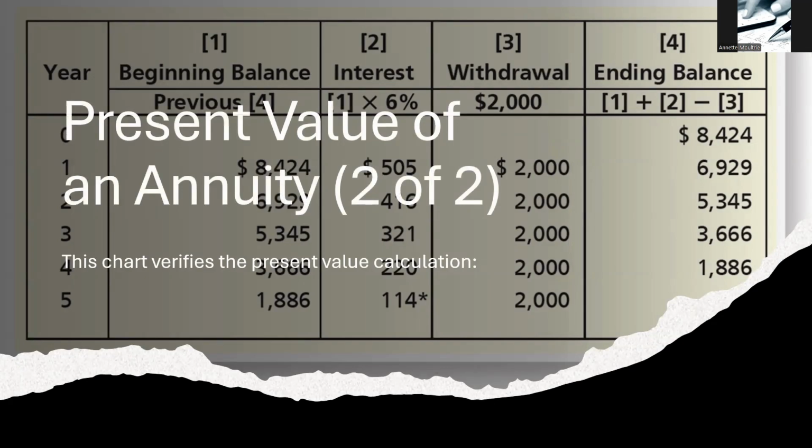Okay, so let's verify the calculation. Here you see the chart that shows the initial investment of $8,424 that is invested for 1 year, and it earns $505 in interest. At the end of that period, the first withdrawal of $2,000 takes place, leaving a balance of $6,929.